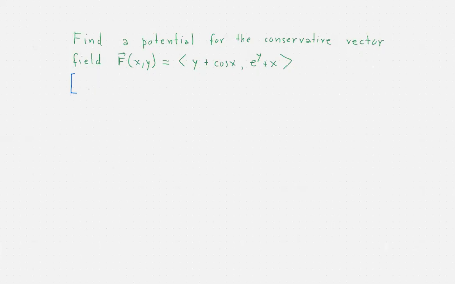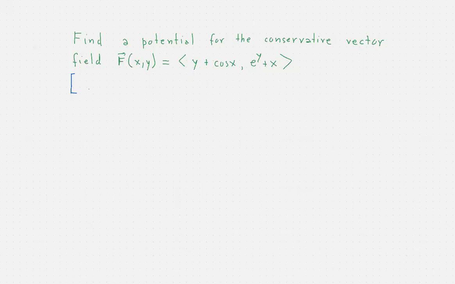We would like to find a potential for this conservative vector field. But before we do so, let's back up a little and introduce all the relevant concepts. So first of all, a vector field is the assignment of a vector to every point of a domain. In this case, our domain is R2, the plane, and to each point we assign a vector.